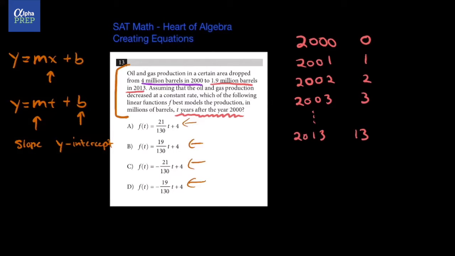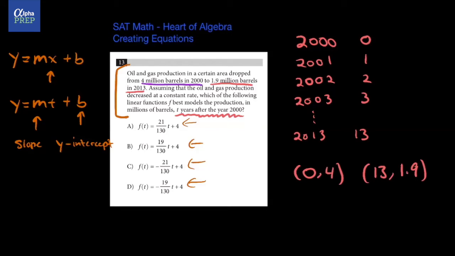So they tell us that 4 million barrels are made in the year 2000. So in the year 2000, or at 0, they make 4 million barrels. So this is like an ordered pair. This is our first point. And in the year 2013, they make 1.9 million barrels. So basically what they've given us is 2 points, and they're asking us to use those 2 points to write an equation in slope-intercept form.